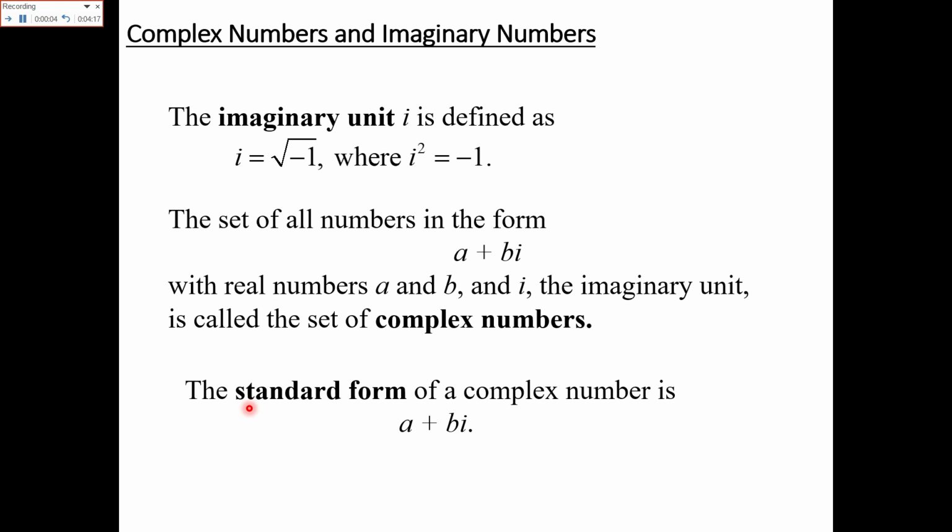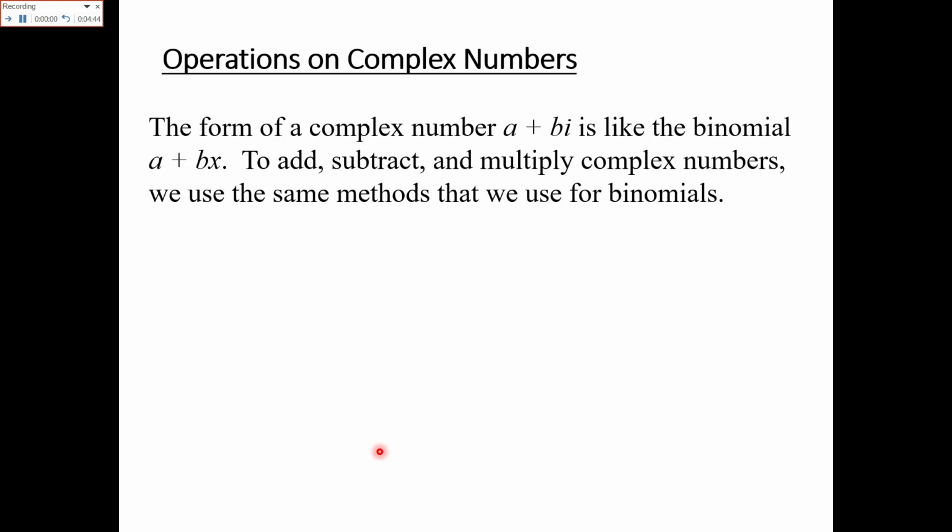Now the imaginary unit. The imaginary unit iota is defined as the square root of minus 1, or iota square equals minus 1. The set of all the numbers in the form a plus b iota, with real numbers a and b, and iota the imaginary unit, is the set of complex numbers. The standard form of this number is a plus bi or a plus b iota.